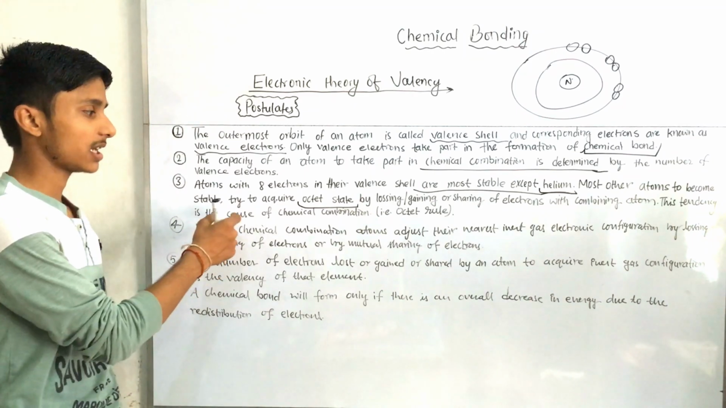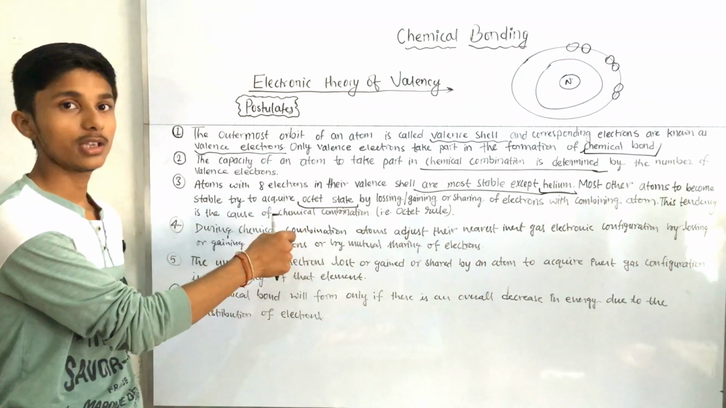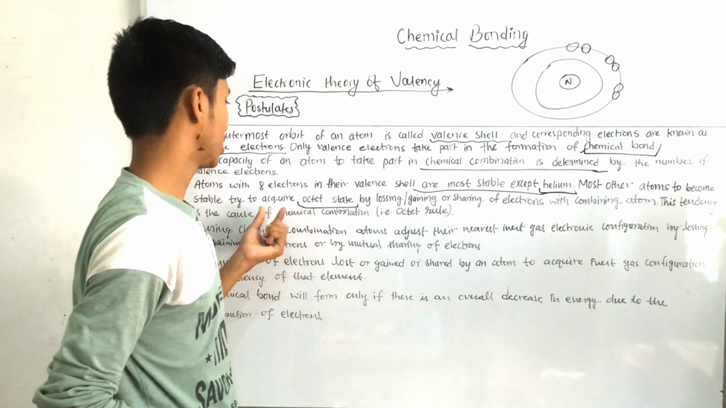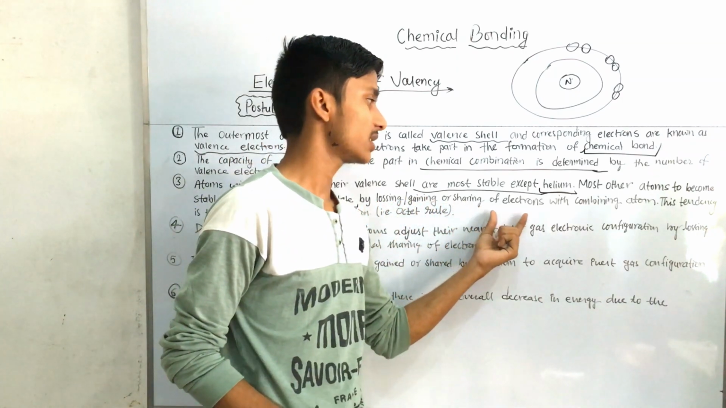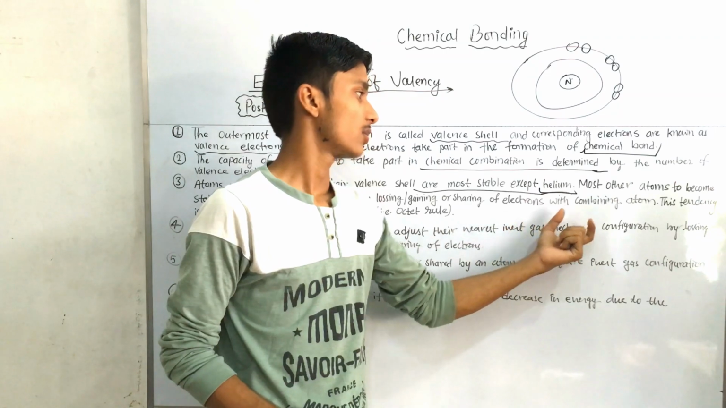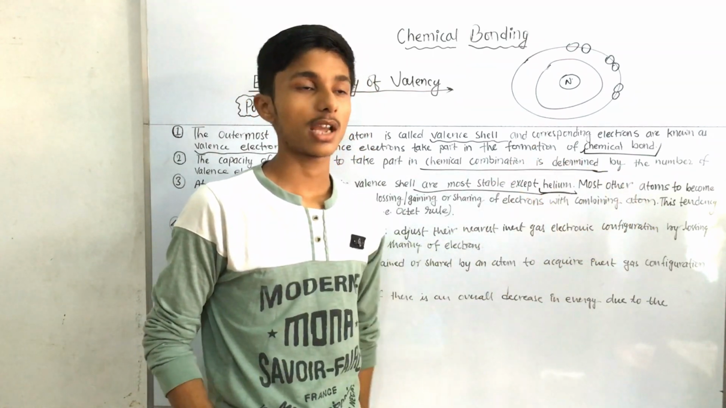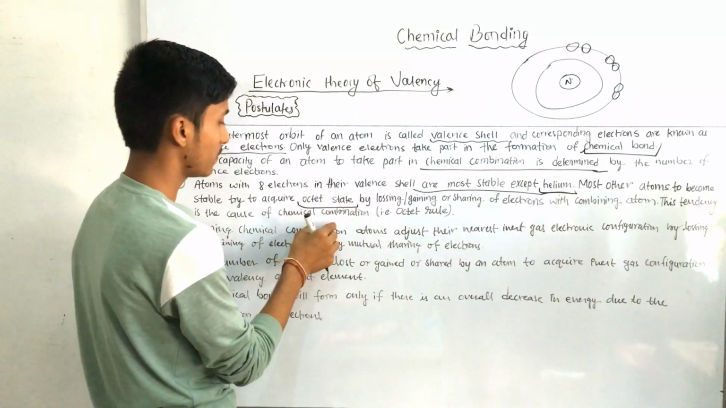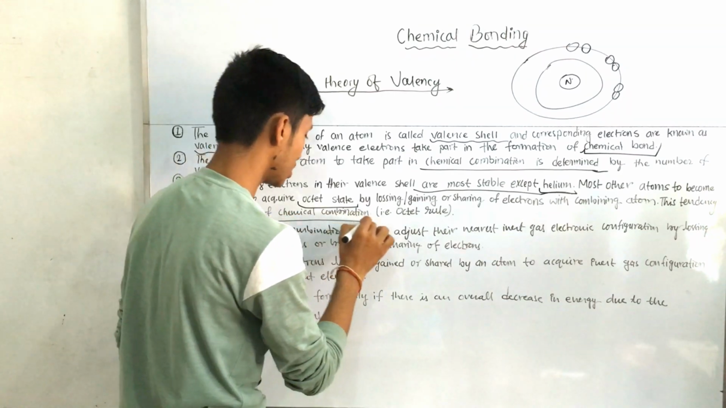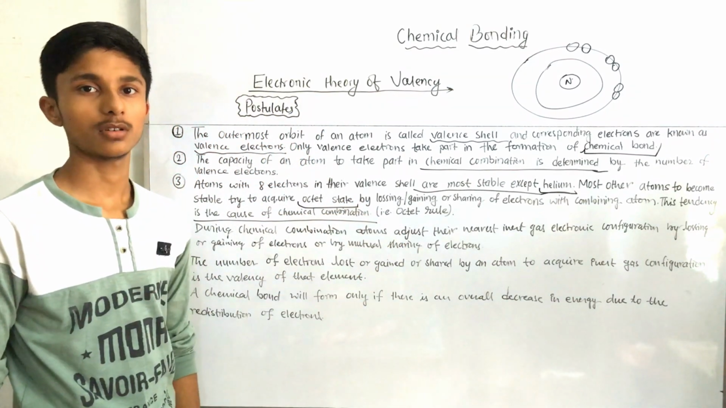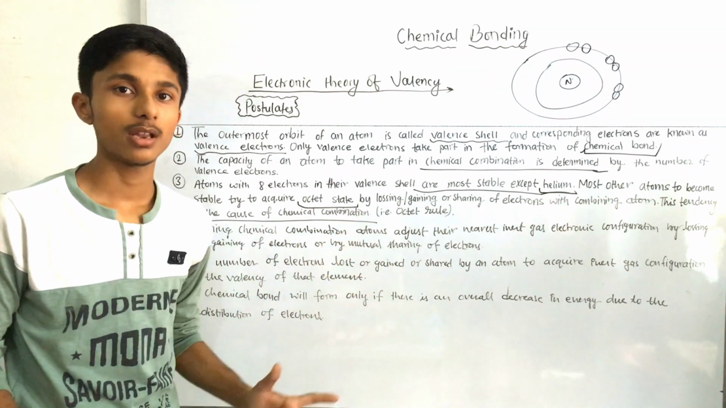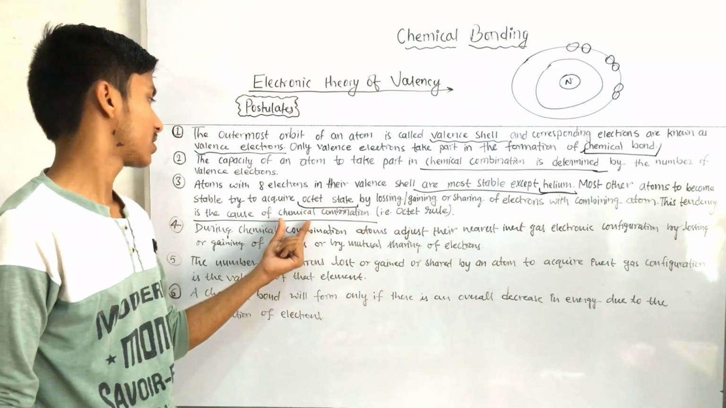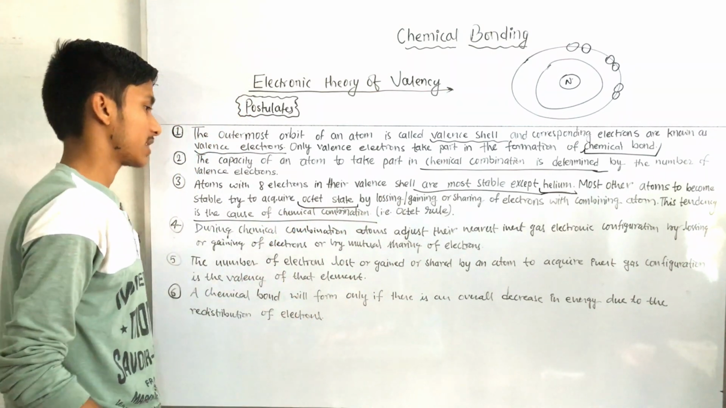As I have told, to attain the octet state all the elements want to be like the zero group elements. So they either lose, gain or share their electrons with the combining atom so that they can be stable. Therefore this tendency is the cause of chemical combination. This is why chemical combination is possible: all the elements want to be stable, and for stability they fight with each other, and this causes chemical combination, chemical reaction.